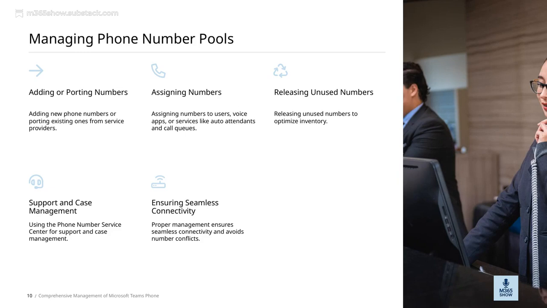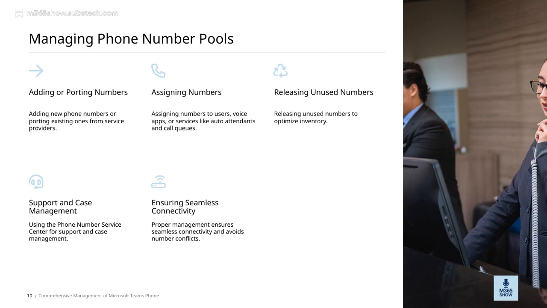Managing phone number pools is a crucial part of ensuring our Microsoft Teams phone system runs smoothly. Proper management helps us maintain seamless connectivity and prevents any number conflicts that could disrupt communication. When we talk about seamless connectivity, it's really about making sure that every number is correctly assigned and functioning without interruption. The Phone Number Service Center becomes our go-to tool for support and case management, allowing us to quickly resolve issues and keep everything running efficiently. Releasing unused numbers is another key aspect. This helps us optimize our inventory, ensuring we're not holding onto numbers that are no longer active or needed.